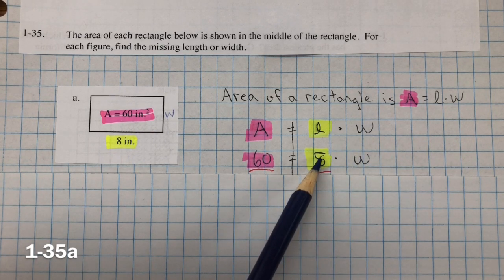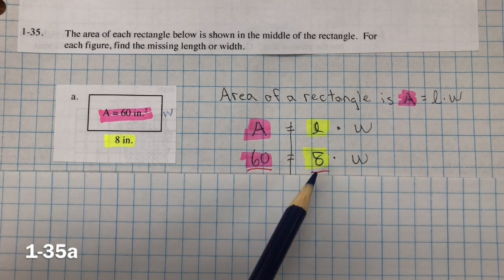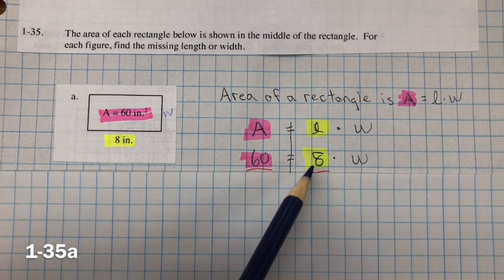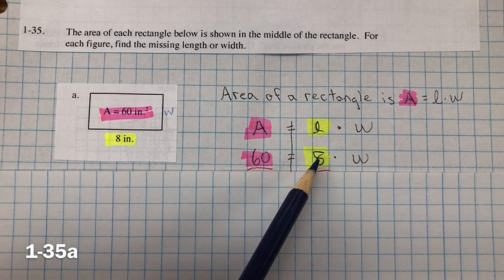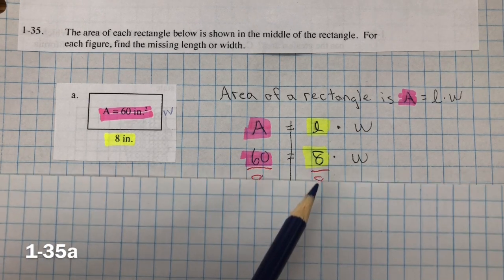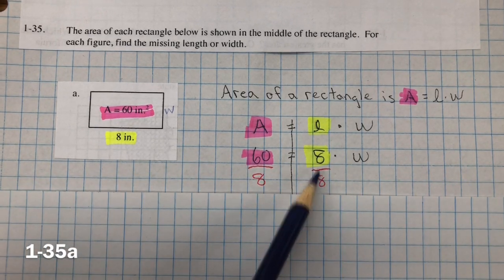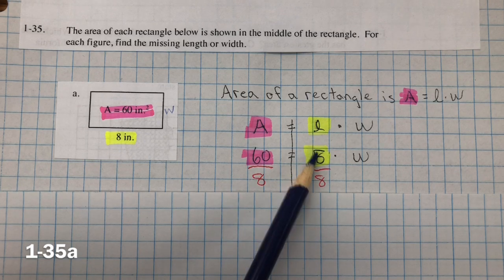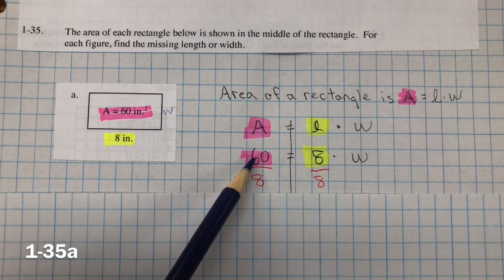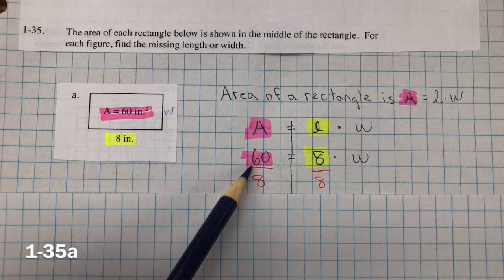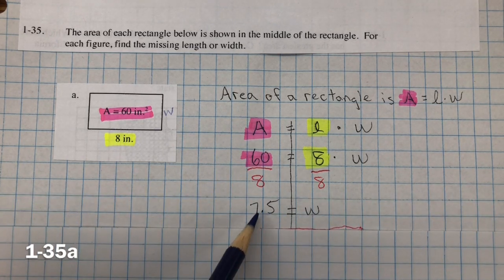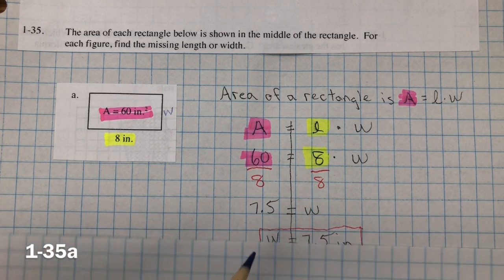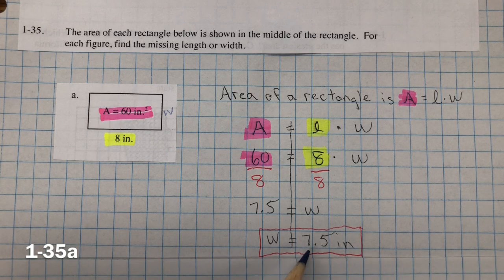Well, to get rid of this 8 and bring it over to the other side, we want to do inverse operations. So the inverse of multiplication is division. So we're going to divide both sides by 8, and this creates a big 1. 8 divided by 8 is 1, so we're left with 1 on the side. So that cancels out. What you do to one side, you do to the other. 60 divided by 8 is 7.5. So the width equals 7.5 inches.